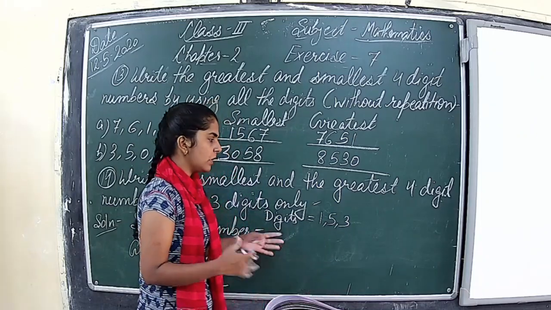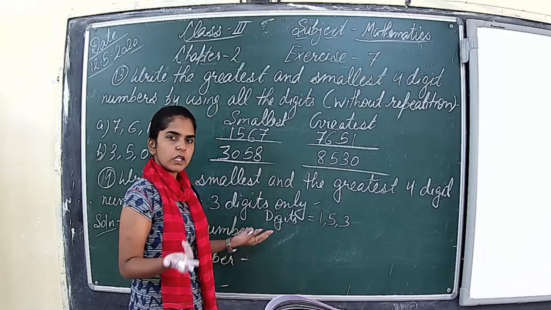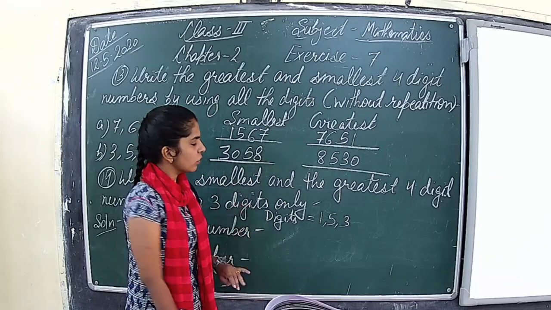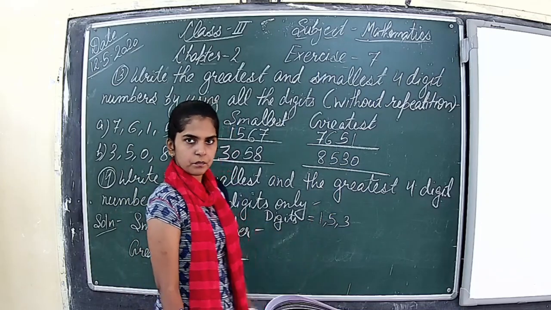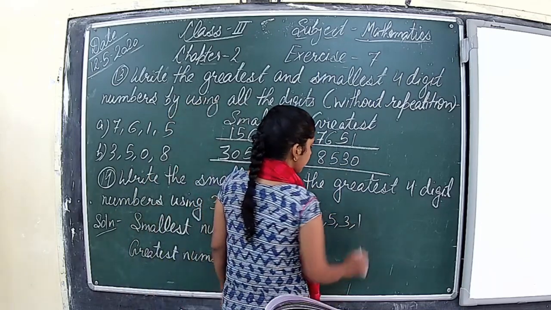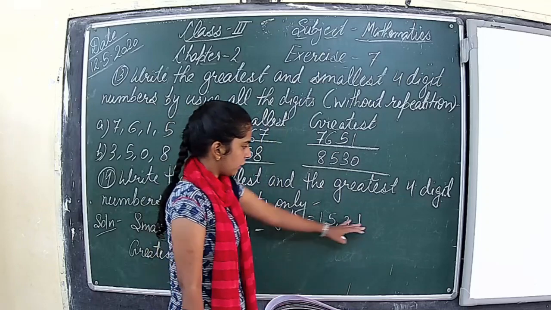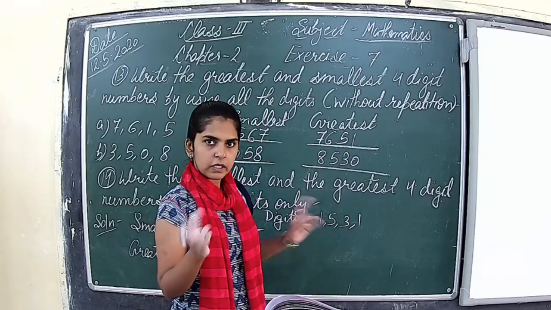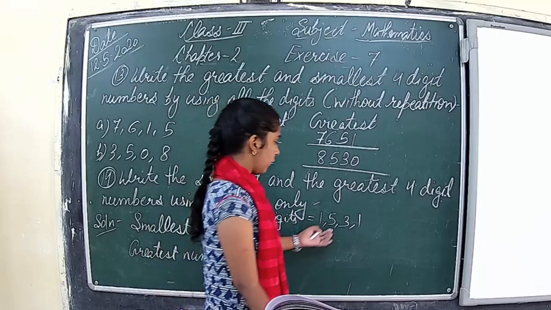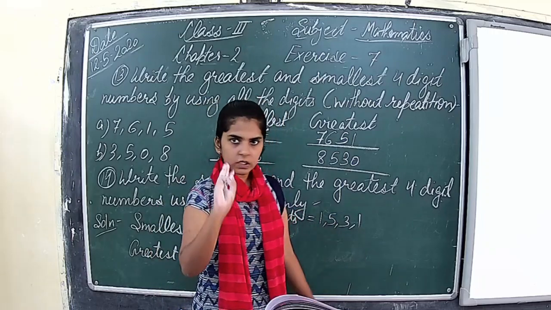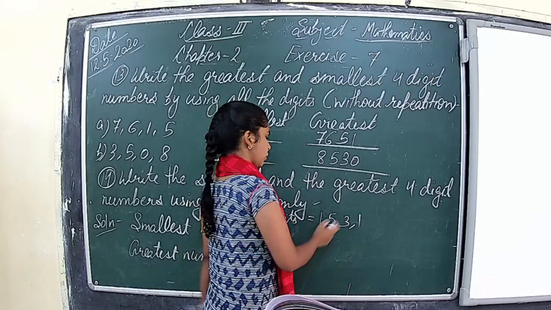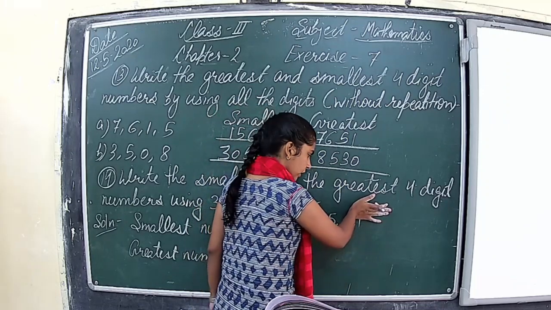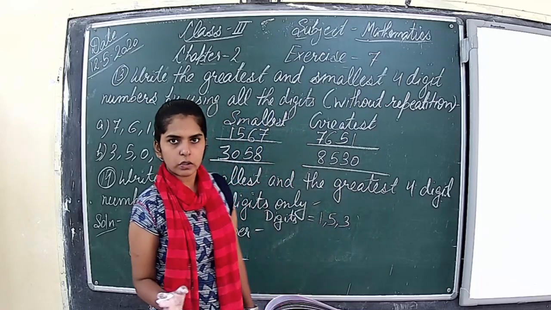So how many digits can we repeat? We can repeat any one digit of them. So I want to repeat the digit 1. This is one digit. The name of the digit is 1, and the others are 5, 3. So we use 3 digits. If you write 1 here, then it is okay, and if you do not write 1 here, then also it is okay.